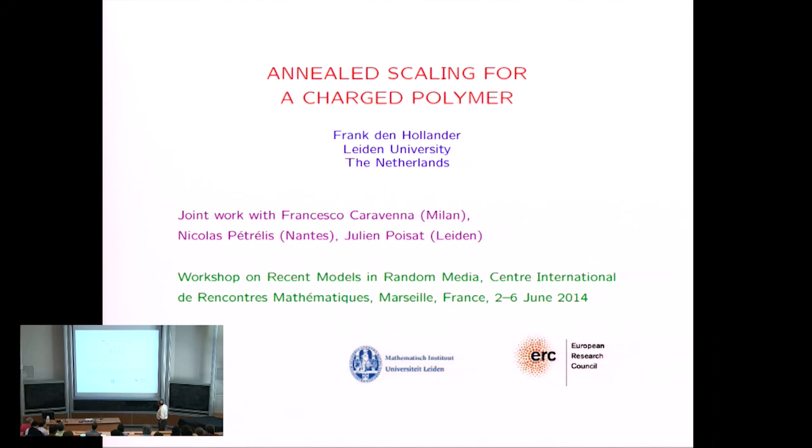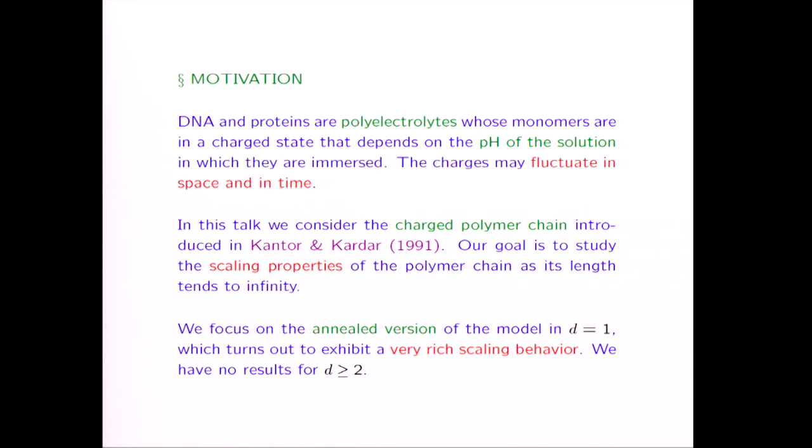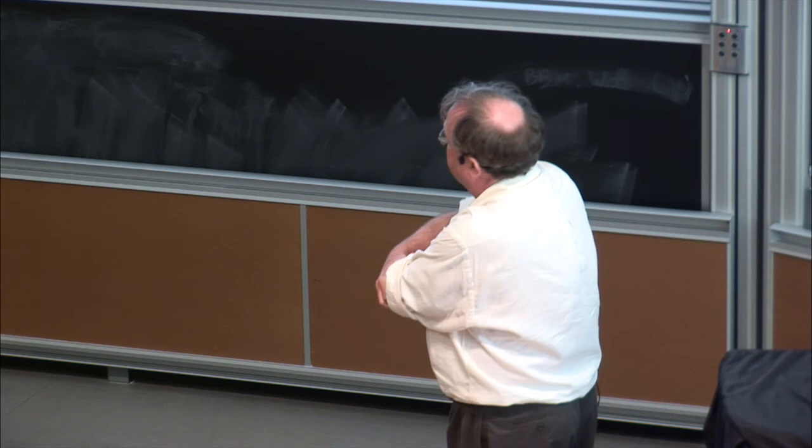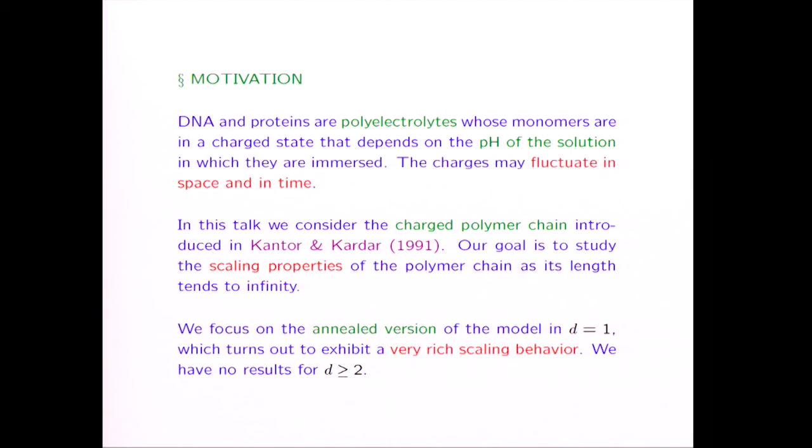So before I give you the precise model, let me step back one second and say where this might come from. Long polymer chains, and DNA and proteins are examples of that. They can be polyelectrolytes. So this means that the monomers that make up this long chain of a polymer can have a charge attached to it.